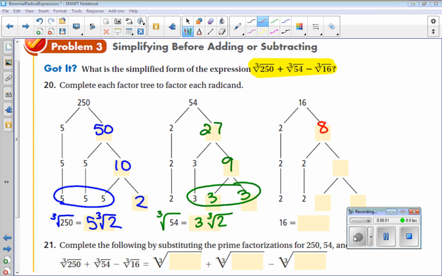8. And then we have 2 times 4, 2 times 2. We're looking again for a group of 3. So a 2 is going to come out for the cube root of 16. We're going to have 2 cube roots of 2.